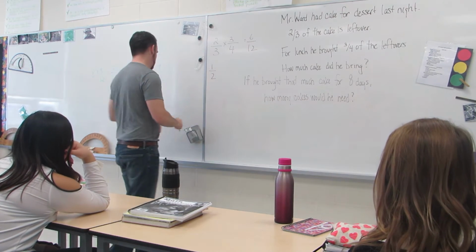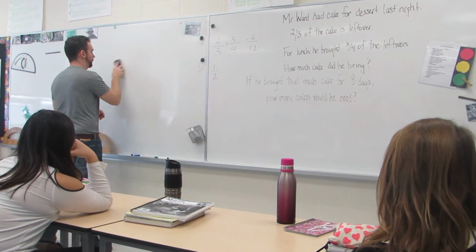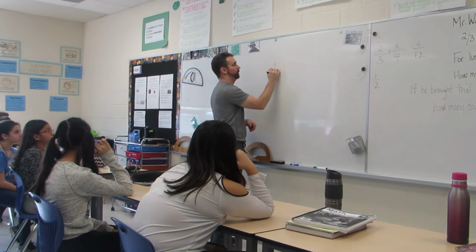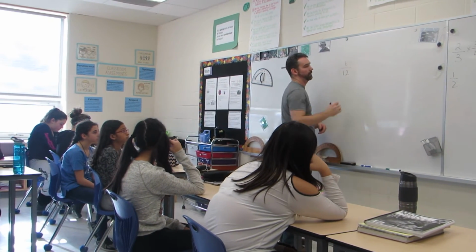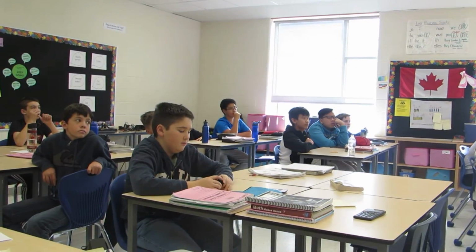Doesn't matter if you do or you don't. If you didn't recognize that, it should give you the same answer in the end. But let's take a look. So we now have that 6/12. We'll pretend that we didn't recognize it was a half. And how many days is he going to bring cake for? Jake? 8 days. So what would 8 look like as a fraction?